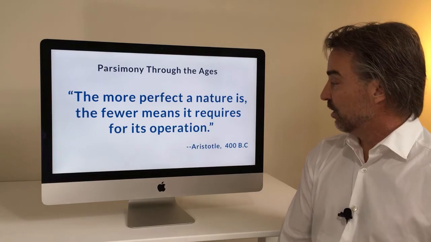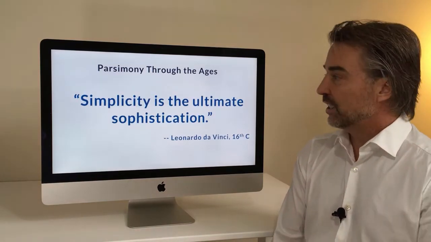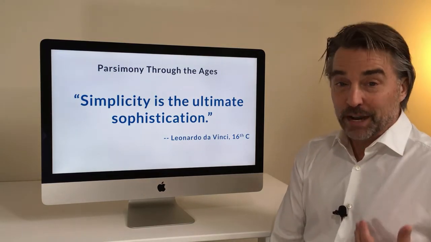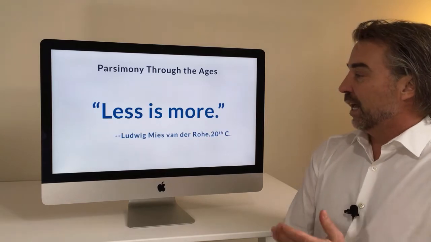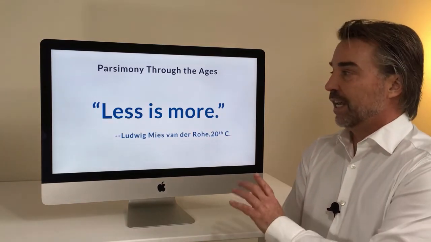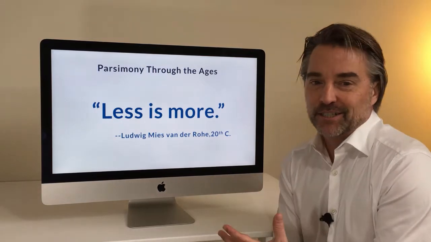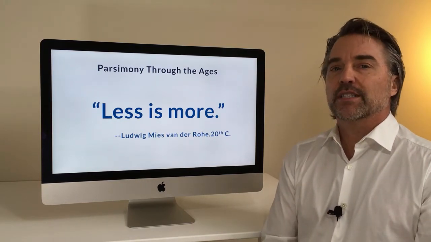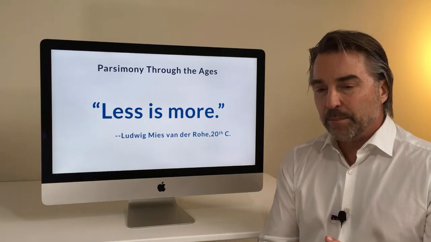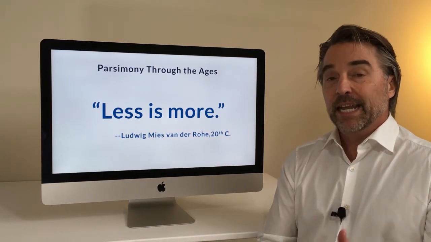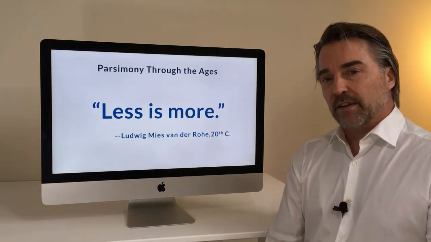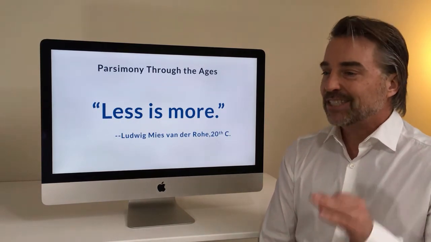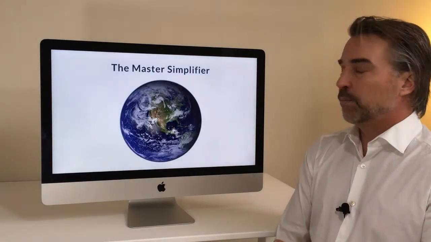Jump ahead a few millennia, and we have Leonardo da Vinci saying simplicity is the ultimate sophistication. And then finally in my century, maybe yours, depending on when you were born, the architect Ludwig Mies van der Rohe said what all these other sages were saying: less is more, all right? So this is really important. We've understood this for a very long time as human beings, that less complex is actually far more sophisticated and far more effective. We kind of lost it in the 20th century, but the greatest, the master simplifier of all is the Earth's biosphere.